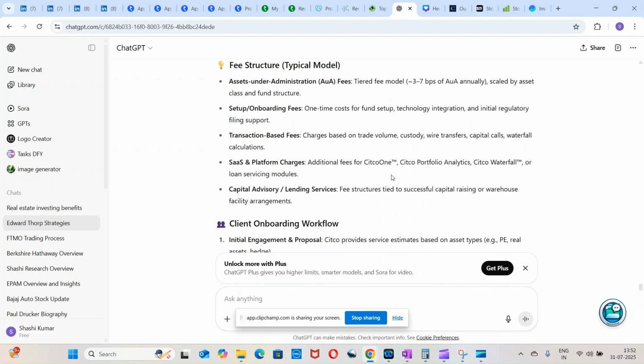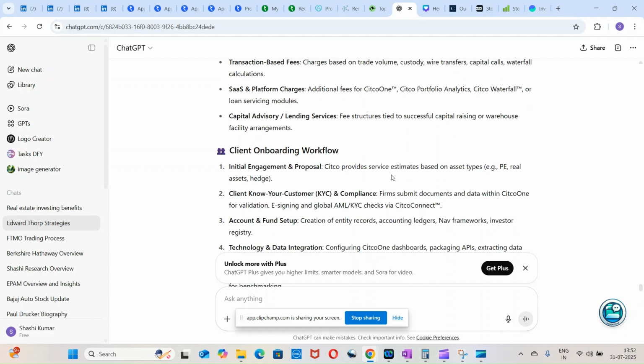SaaS and platform charges are there. Additional fees for CITCO One, CITCO Portfolio Analytics, CITCO Waterfall, and loan servicing modules. Then capital advisory and lending services, with fee structures tied to successful capital raising and warehouse facility arrangements.